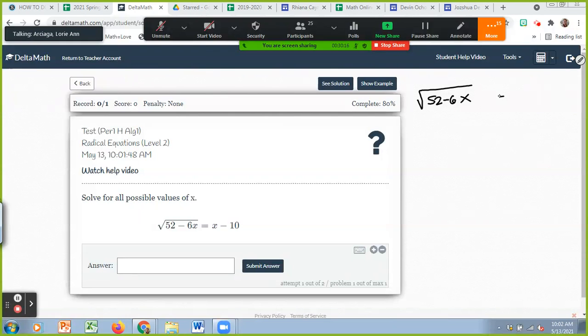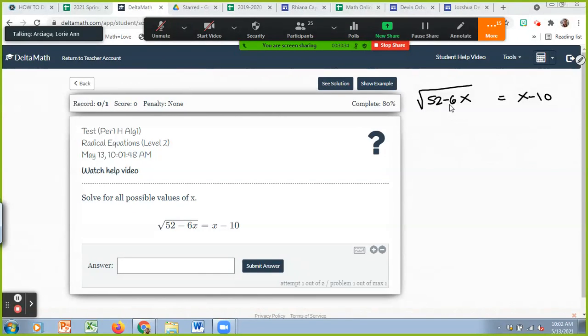Alright, equals x minus 10. Yeah, I was trying to find more of these, but I could only find a few. All right.